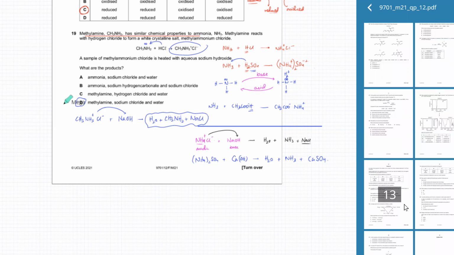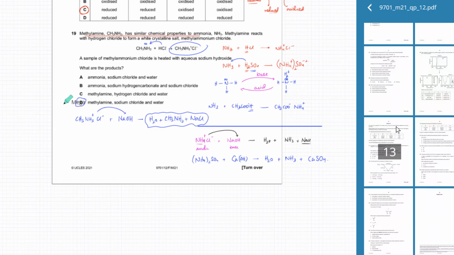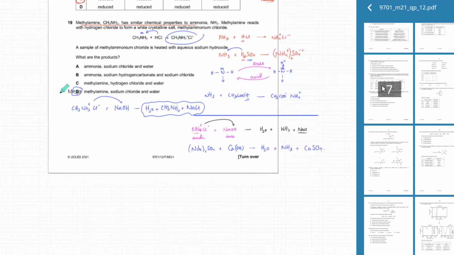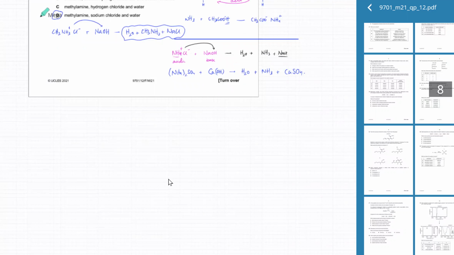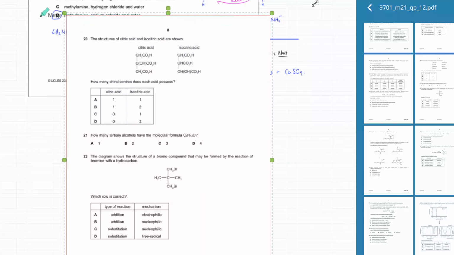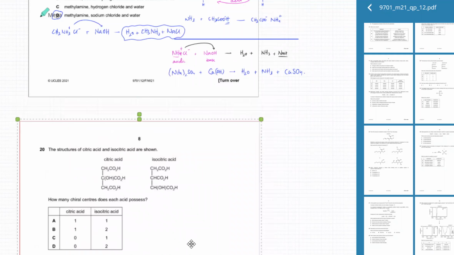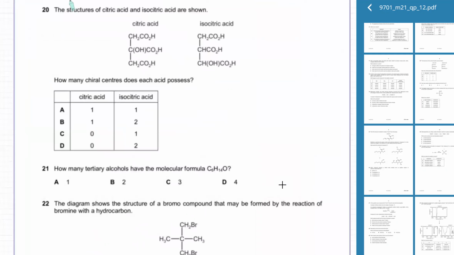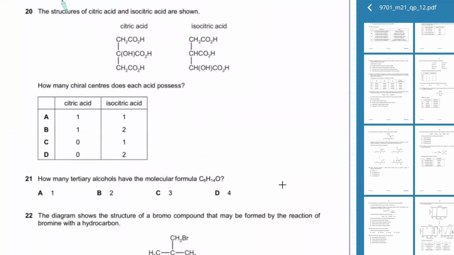So we are on this one. Let's move to the rest, which would probably be organic. The first question is actually about isomers. Yes, so let's try a couple of them. This one is asking how many chiral centers does each acid have?